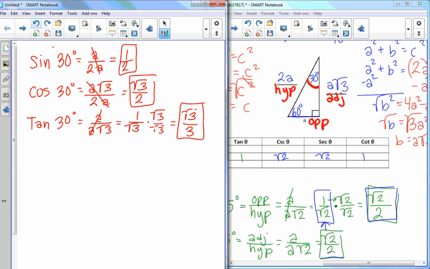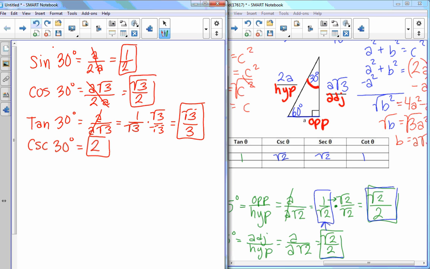Cosecant. Cosecant, Dan, is the reciprocal of which trig function? Good. So we're going to go to sine. This is 1/2. We're going to move on with it. Exactly. Cosecant 30 degrees. We get 2 over 1, or just 2.